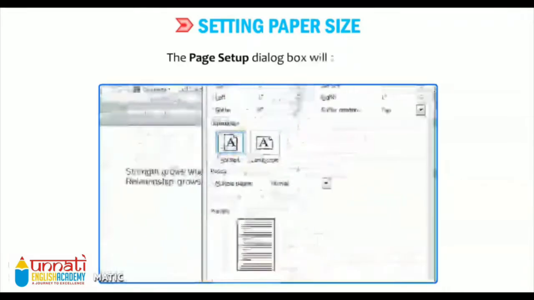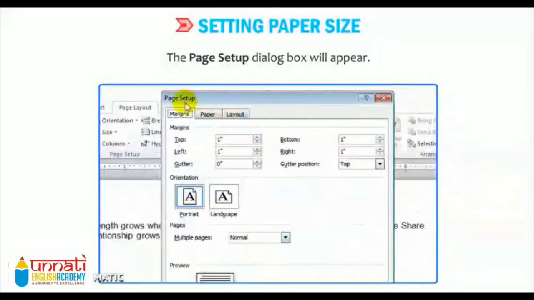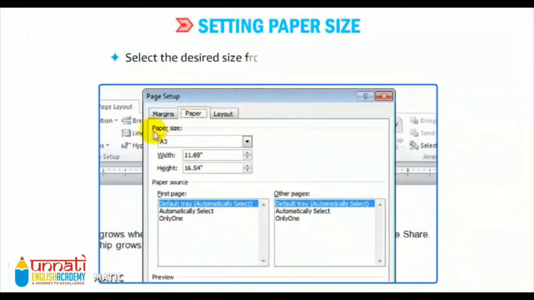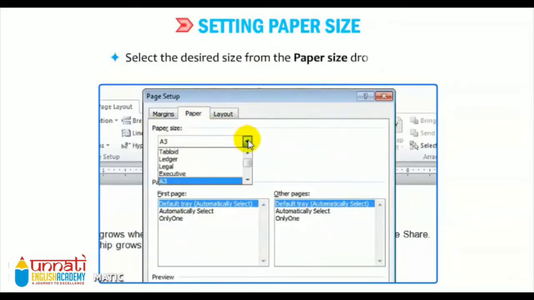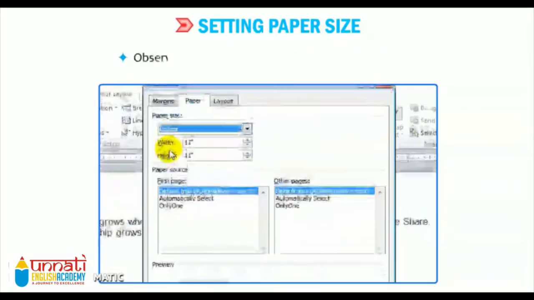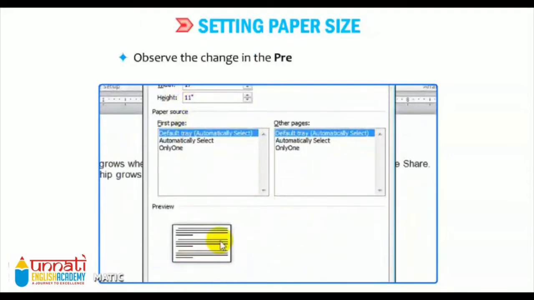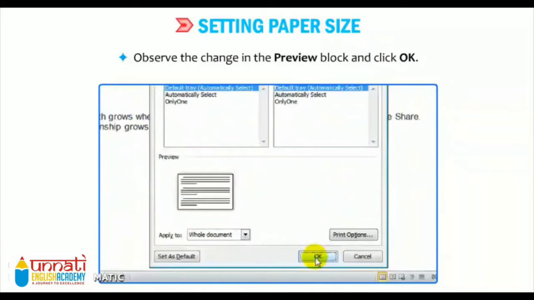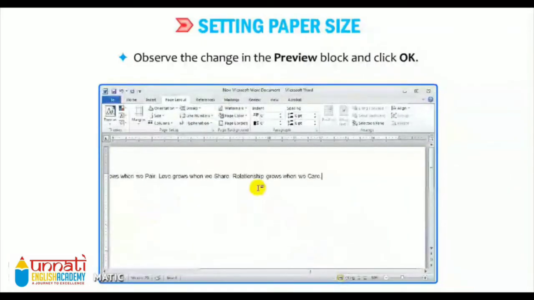The Page Setup dialog box will appear. This is the second method. Click on the Paper tab as shown in figure. Select the desired size from the paper size drop-down list. See, there are many sizes available: A3, Executive, Legal. You can choose any as per your requirement. Observe the changes in the preview block and click OK. So this way you can set the paper size.